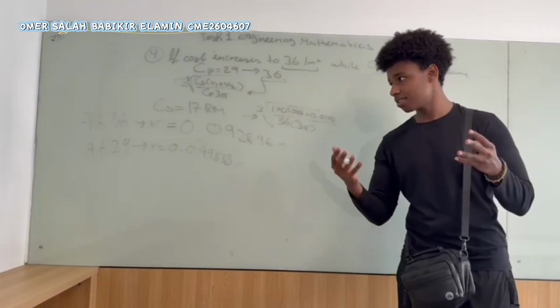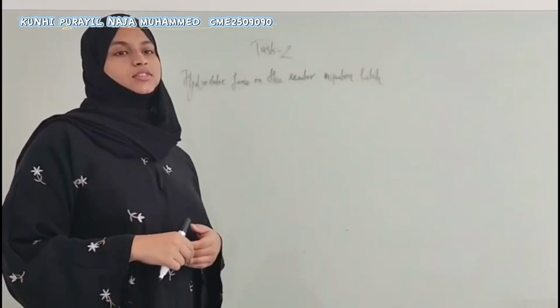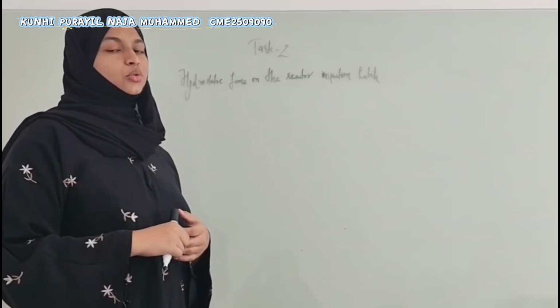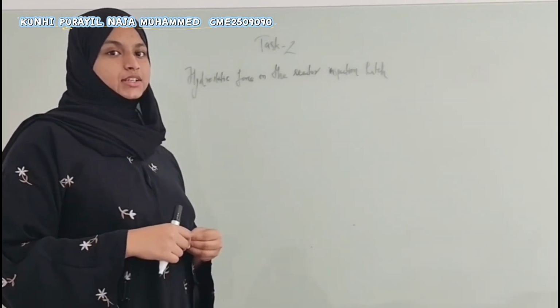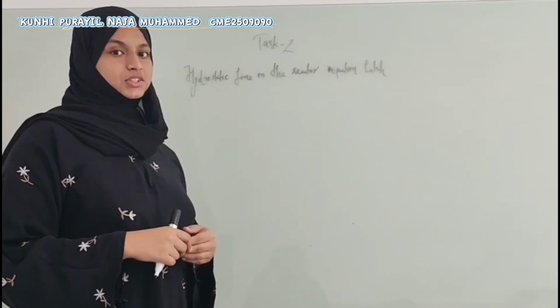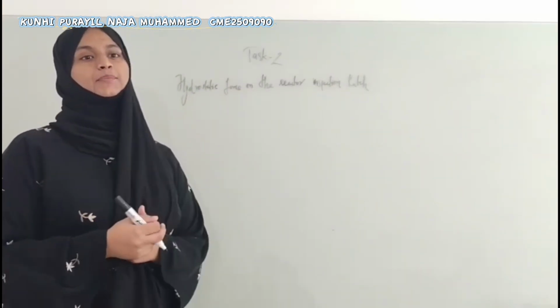When the price increases, the R value decreases if you keep everything else the same. So next I will present task 2, where I calculate the hydrostatic force and center of pressure acting on a reactor inspection hatch using definite integrals. For explaining the calculation, I will briefly explain the concept here.